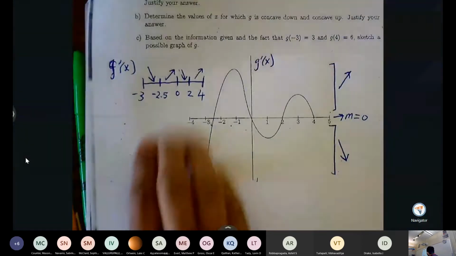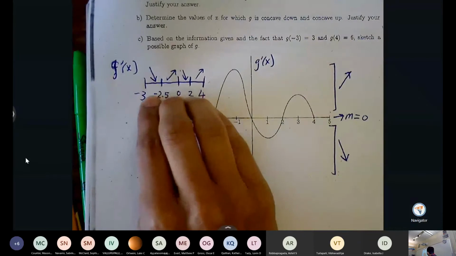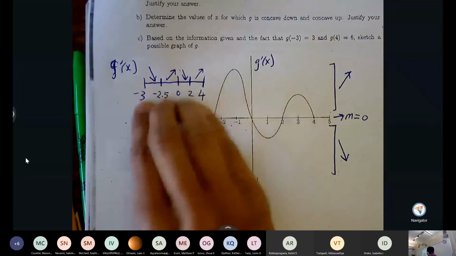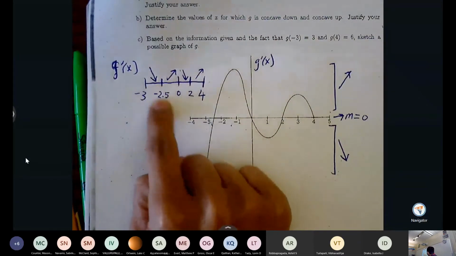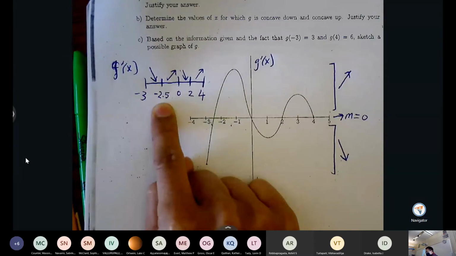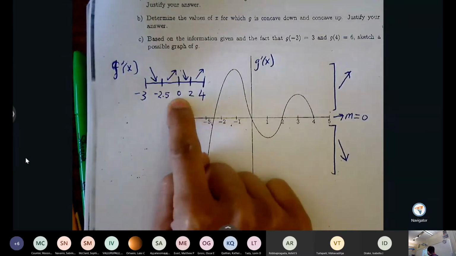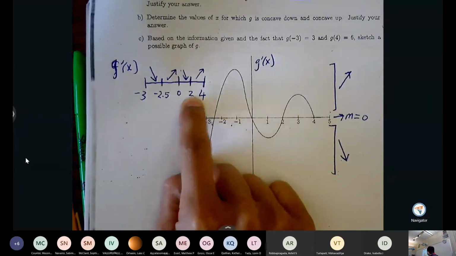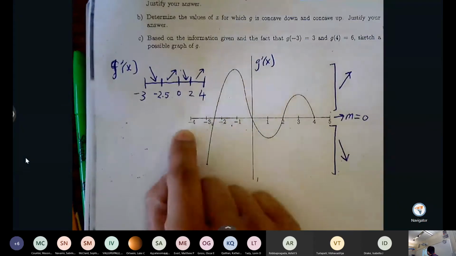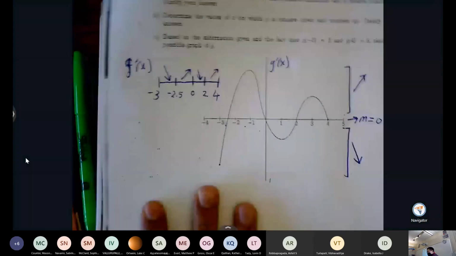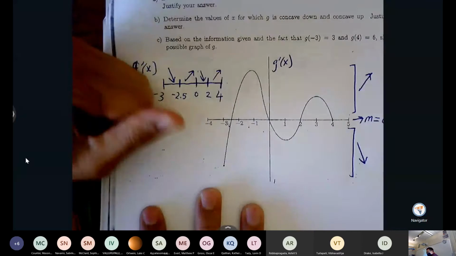So this is a much better picture as to what your graph will look like. There's going to be a falling until a relative min at -2.5. It's going to rise to a relative max at 0. It's going to fall to some relative min at x equals 2, and then rise after that. Okay, let's create our second derivative sine line.